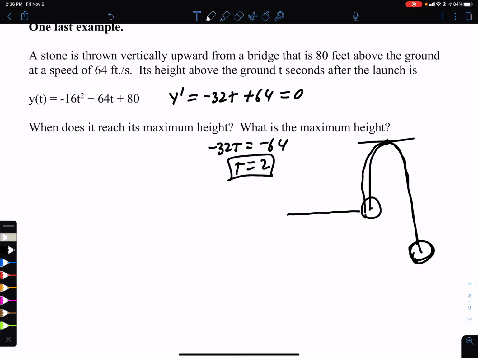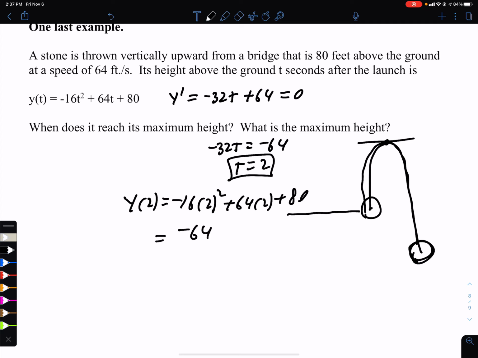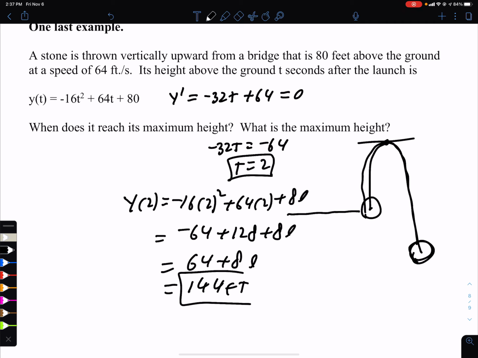That's when. And what is the maximum height? I plug in 2 into that. And I did not pre-work these out, so hopefully I don't mess up too badly. 16, that's -64 plus 128 plus 80. That's 64 plus 80, 144 feet. I hope that's the answer, or if not, I'm embarrassed.